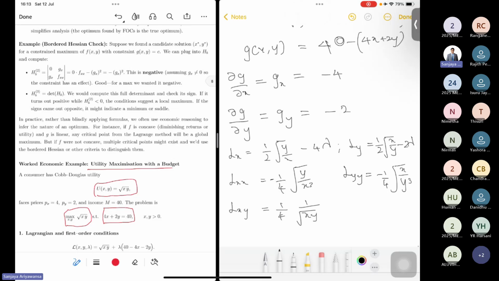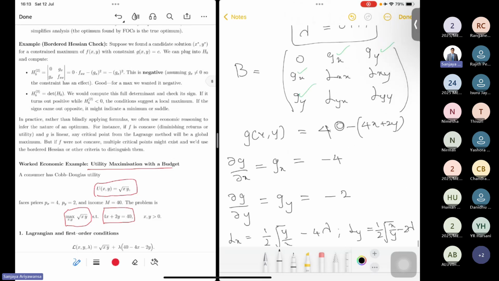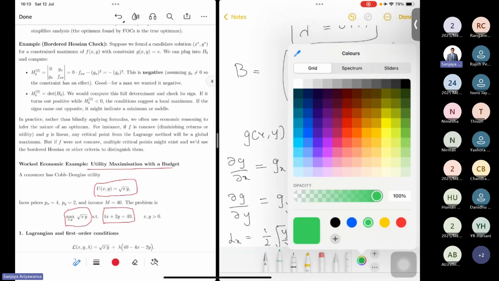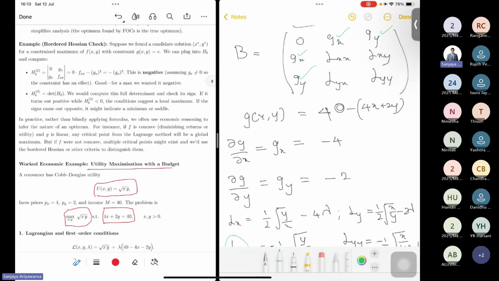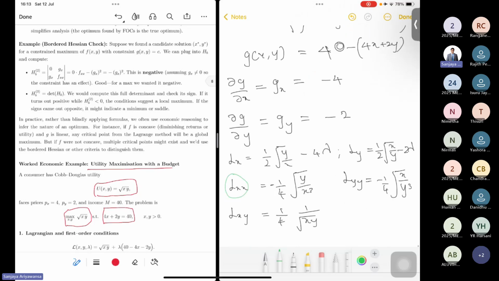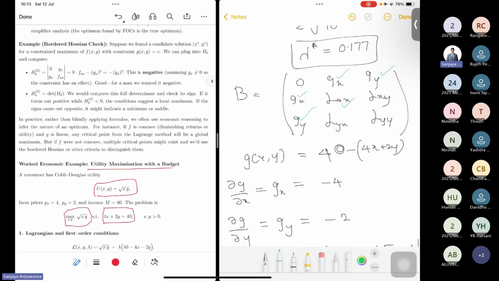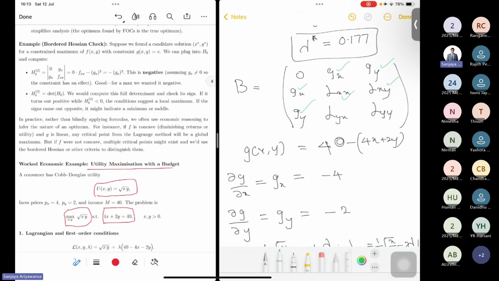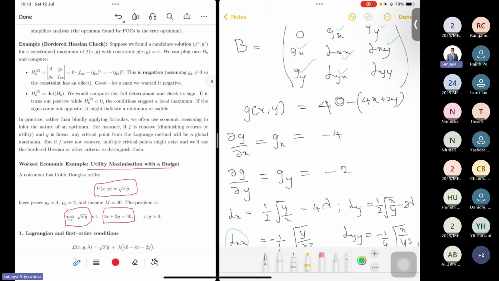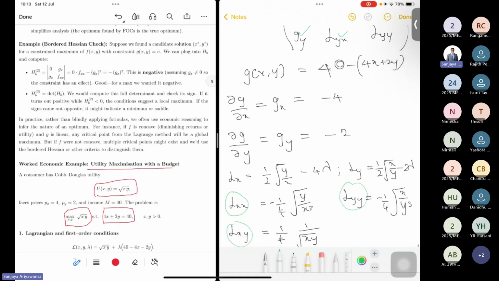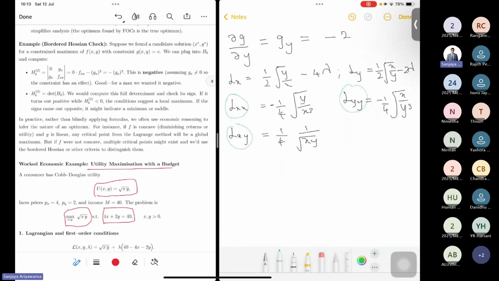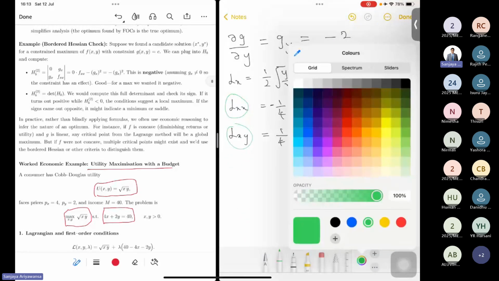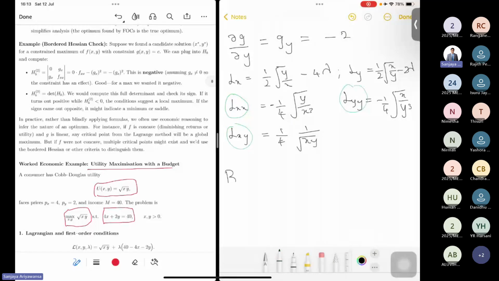Now I figured out all the components in my bordered Hessian. Why is that? Because I've computed L of xx, that's what I need to insert here. I've computed L of xy, that's what I insert over here. And since L of xy equals L of yx, this is also known. And I've computed L of yy. So I have all components. Now I simply put all these components into my bordered Hessian matrix.